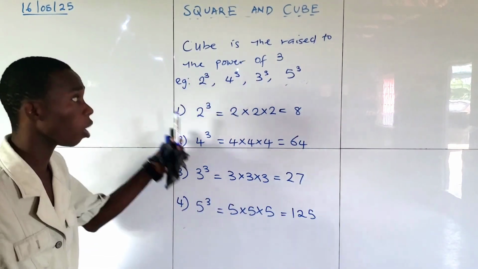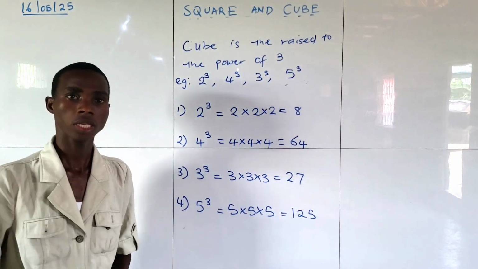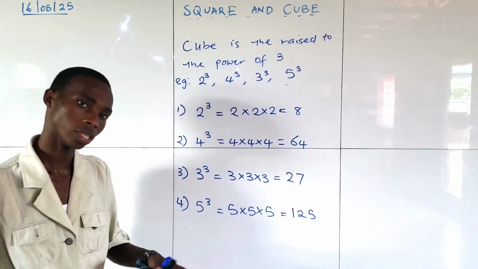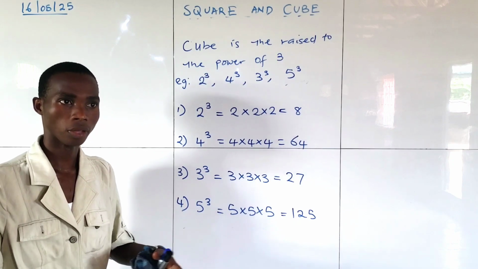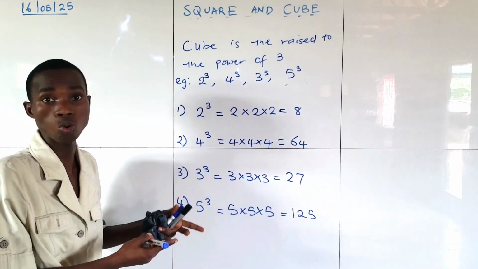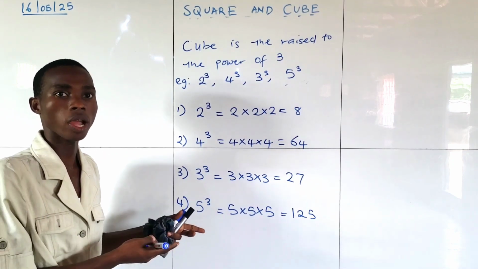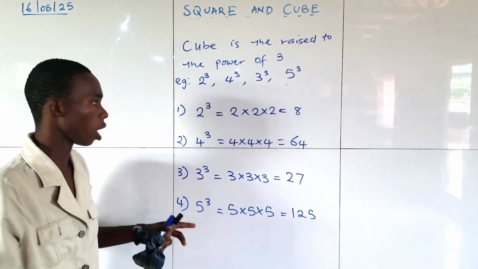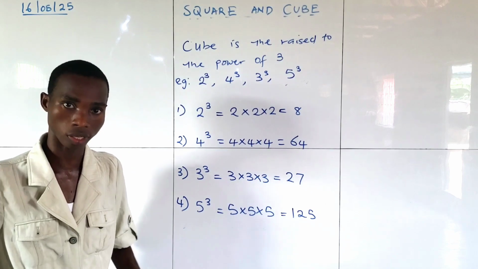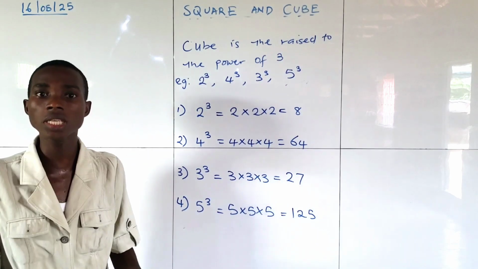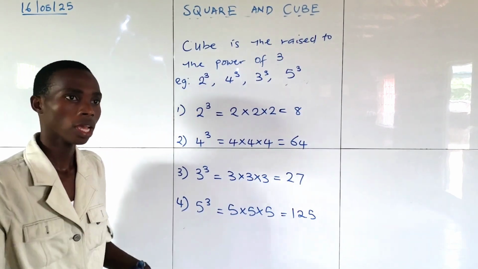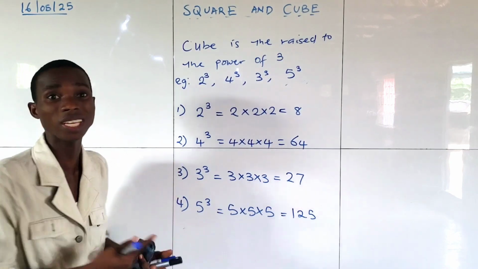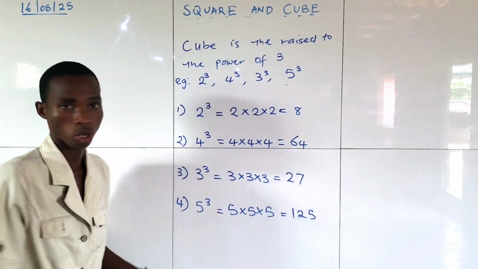So this is how to solve for the cube. Now we notice that the square and the cube are different. The difference among them is the 2 and the 3. The square is any number raised to the power of 2, and you see how we solve it here. We got our answer. And for the cube, any number raised to the power of 3 will multiply itself 3 times and you get your answer.